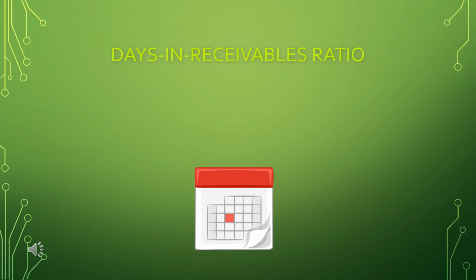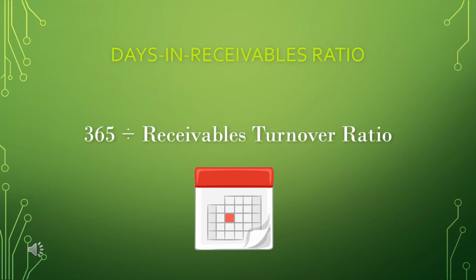Next, there is the days in receivables ratio, which allows the business to determine the number of days it takes to generate and collect its accounts receivable. The formula for this ratio is 365 divided by the receivables turnover ratio.